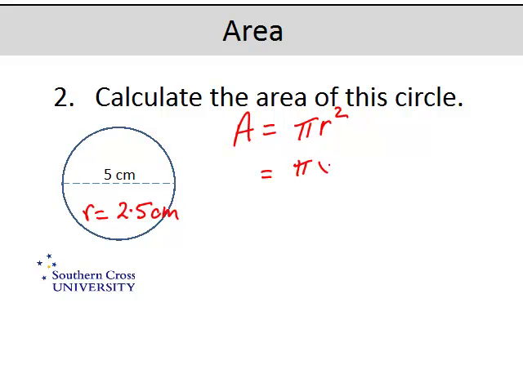So this is pi times 2.5 squared. Using the pi button on our calculator, that turns out to be 19.63 square centimetres.